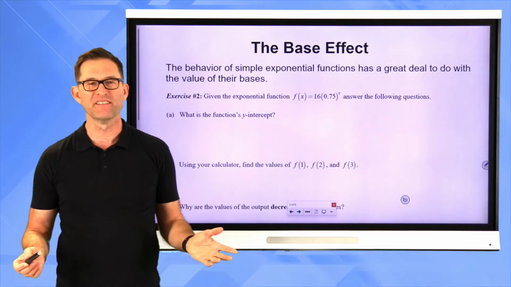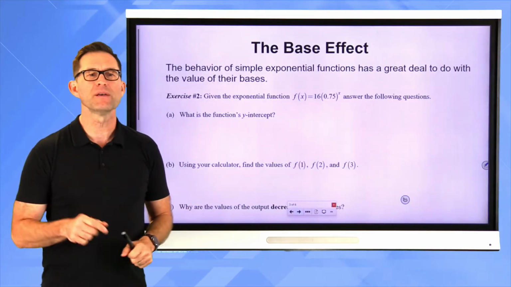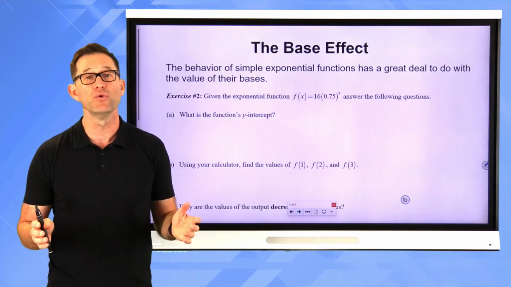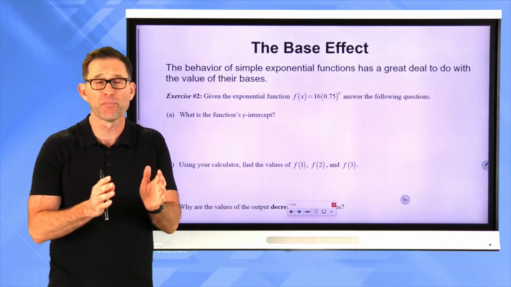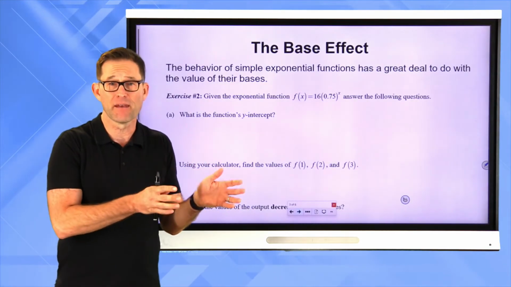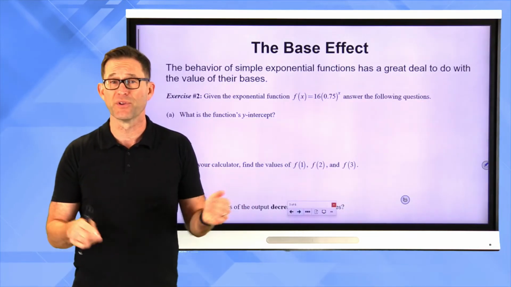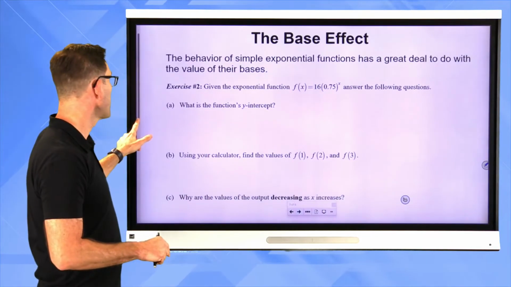All right, the base effect. The behavior of simple exponential functions has a great deal to do with the value of their bases. And the base is the number that you're multiplying again and again and again by. In our last problem, the base was equal to 2. Let's take a look at exercise number 2.